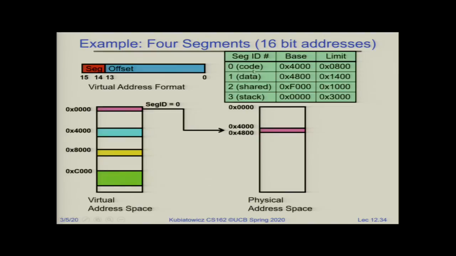That goes over to the table. I find the base is 4,000, the limit's 800, and that's a range of addresses from 4,000 to 4,800. So anything in here goes there. If I try to address something in the blank region, I'll violate the limit and I'll get a segmentation fault.